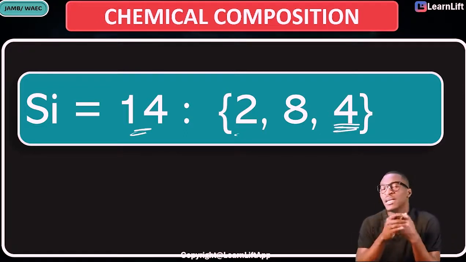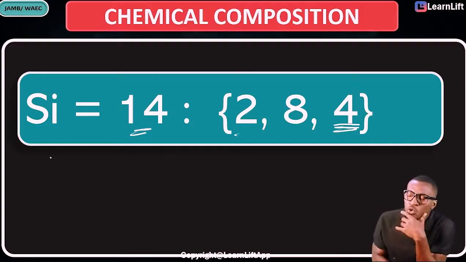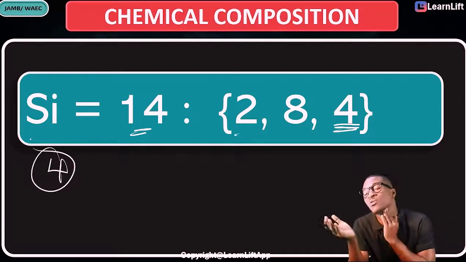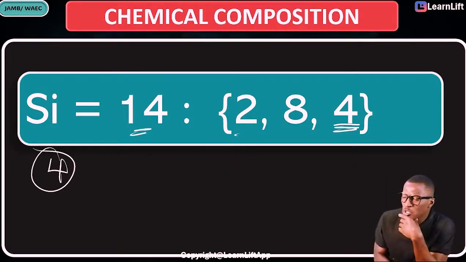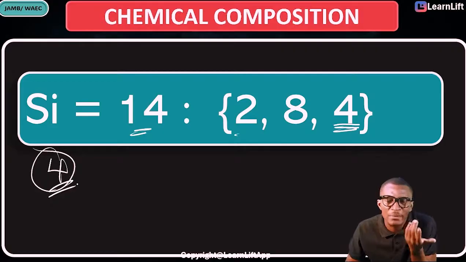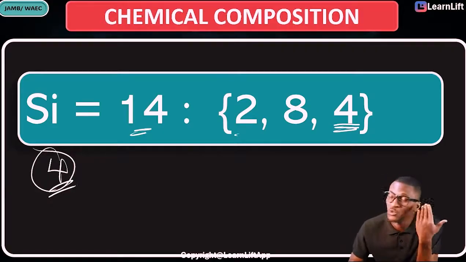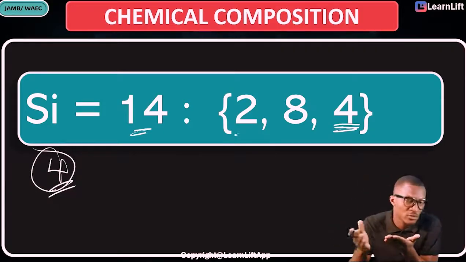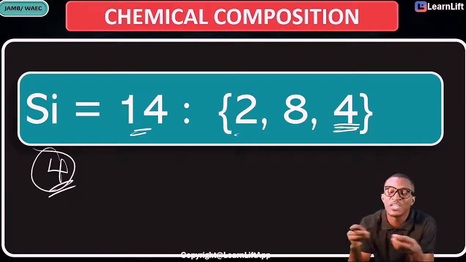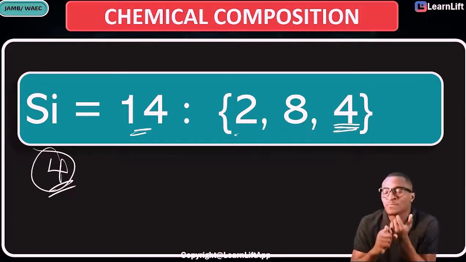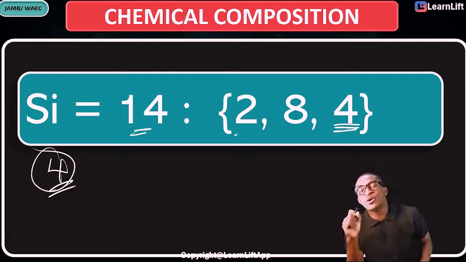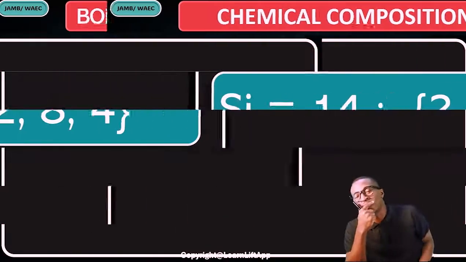This 4 tells us that silicon belongs to group 4 elements, because that's what they have in the outermost shell. They have 4 electrons, which means they belong to group 4. And this also tells us something: what is the chemical bonding of group 4 elements? Of course, you know that group 4 elements are covalent, because they undergo electron sharing. So take note that semiconductors are group 4 elements and they undergo what we call covalent bonds.